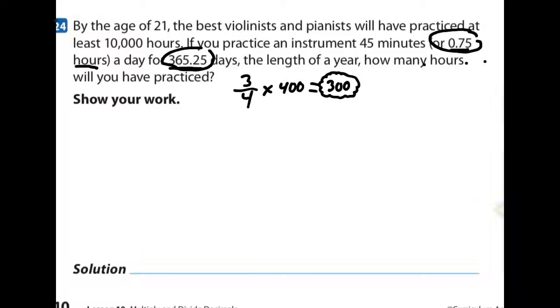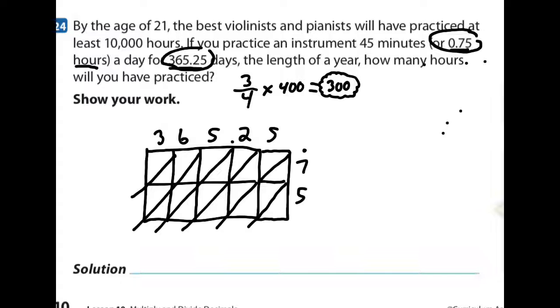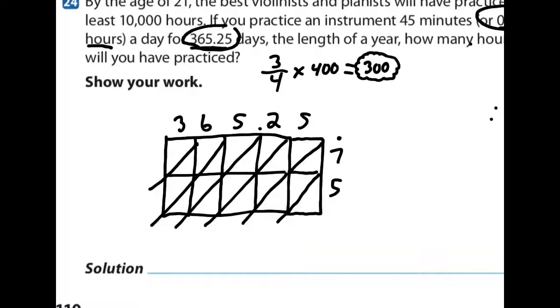365.25 times 0.75. Now I'm going to do lattice for this one because there's a lot of digits going on here. So let me pause the video and get the lattice set up real quick. Okay, so I have my 5x2 lattice ready to go. So let me start. I'm going to do my multiplication. I'm going to multiply 7 by everything. So that's 35, 14, 35, 42, and 7 times 3 is 21.